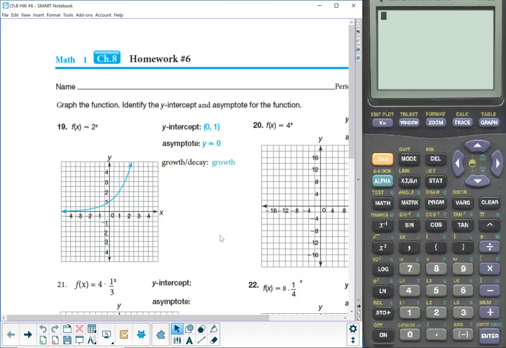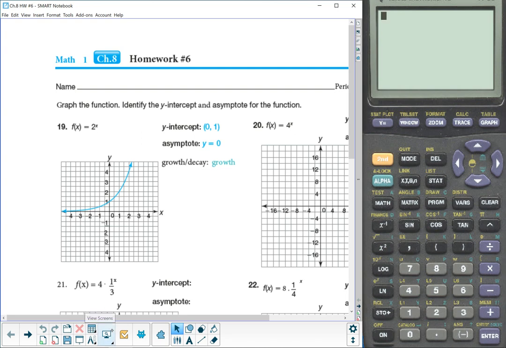All right, everyone. This is homework chapter 8, homework number 6. So today we started with a little bit of graphing. You guys are supposed to finish the backside on your own time, but there's plenty of practice on this one as well. All right, number 19 is done for you already.